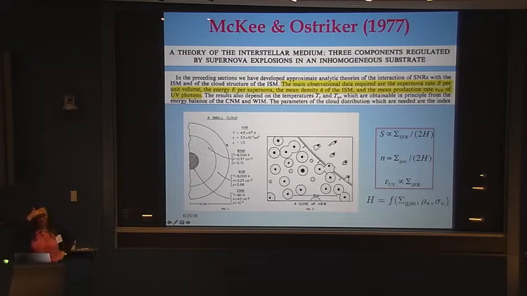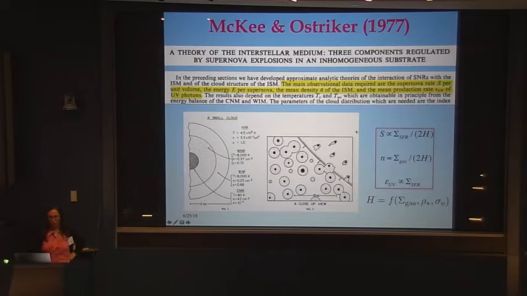And what went into the model: they had observational inputs, motivated by the solar neighborhood. They took the supernova rate, which is related to the star formation rate, divided by volume, since this was per unit volume. They also took as an input the mean density, which was an empirical input. And they also took as an input the UV radiation intensity.